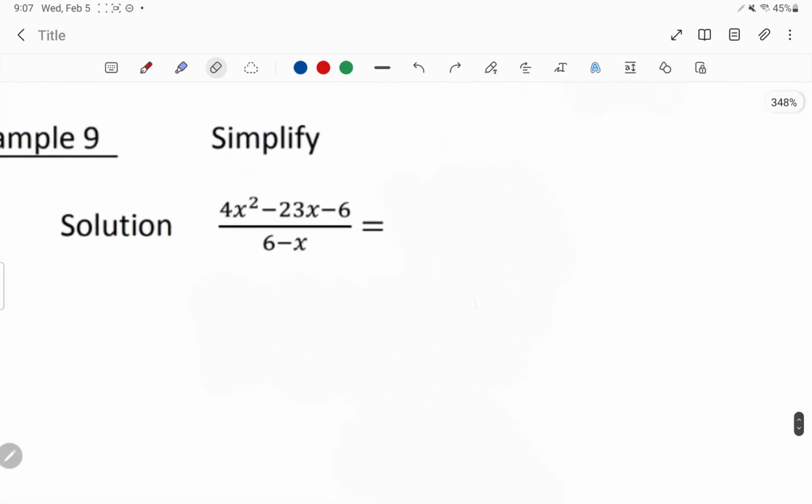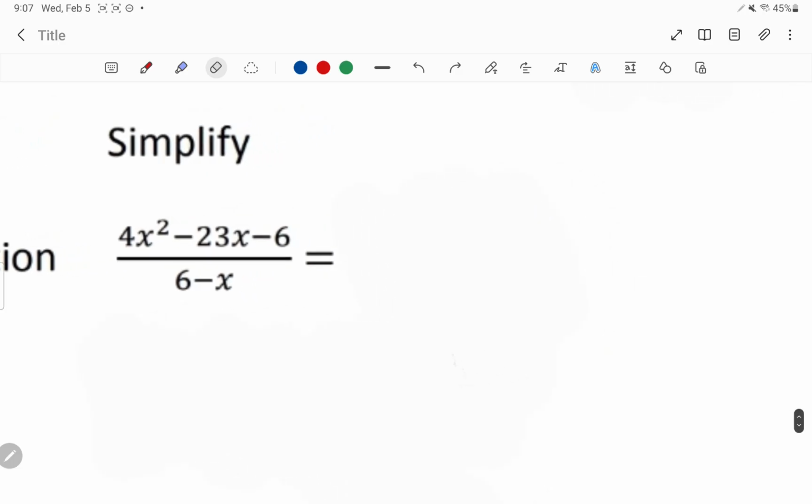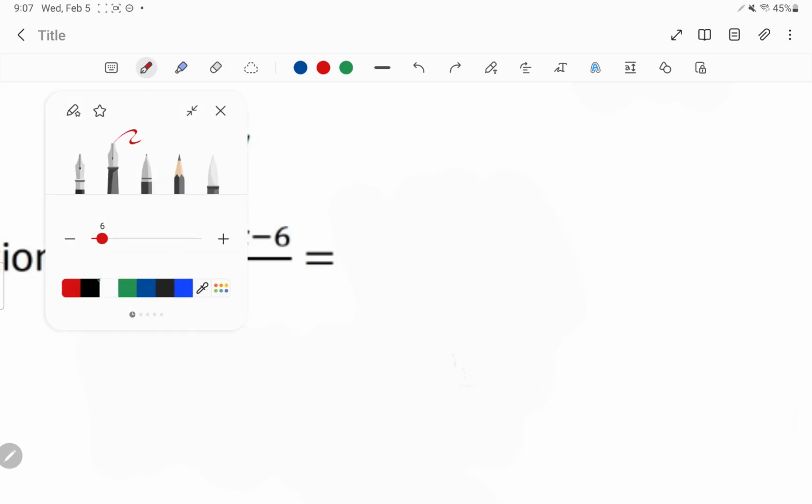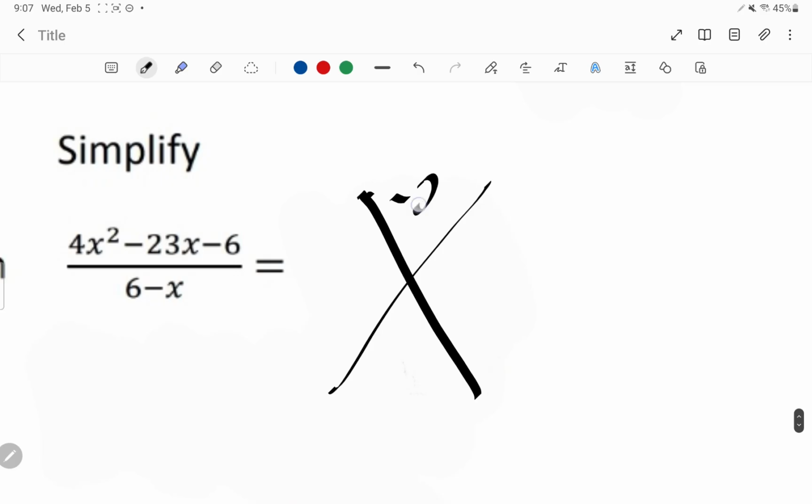The final question is going to be done the same way. What can I do to the bottom? I'm going to factor out a negative on the bottom, but let's do the top first. On the top, we have a trinomial, so we're going to have to factor it, which means we're going to do our x. I'm going to multiply 4 and 6, which in this case is negative 24. And on the bottom, it's going to give me negative 23.